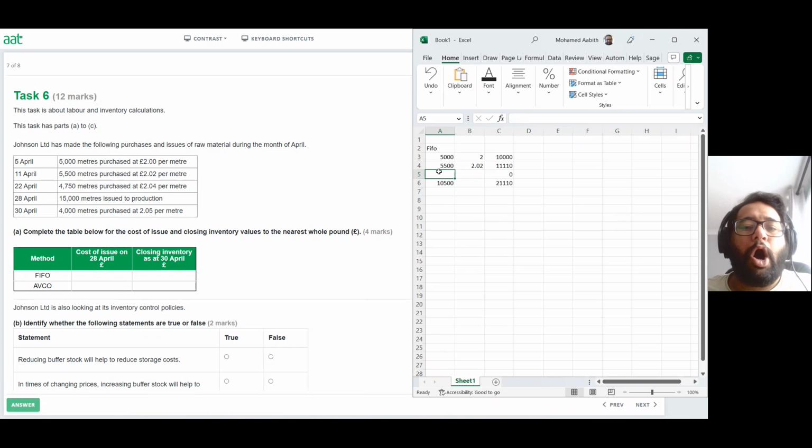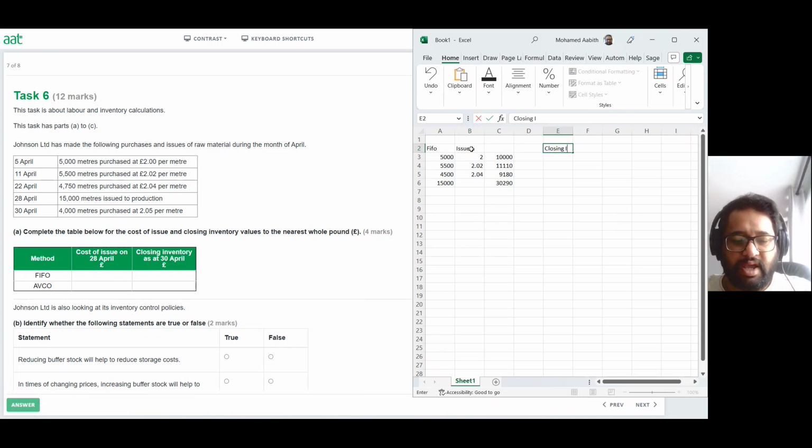So here, how many more do I need of this 4,750? Out of the 4,750, I need only 4,500. So if I say 4,500 units, it brings my total number of issue for the production to the 15,000. How much did I pay for that? £2.04. So if you've done this formula, it gives you an idea of how much is the cost of your issue. This is your issue, and this is your closing inventory.